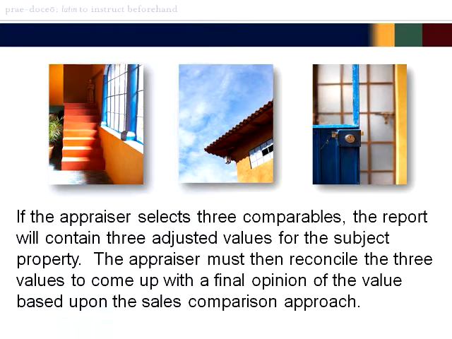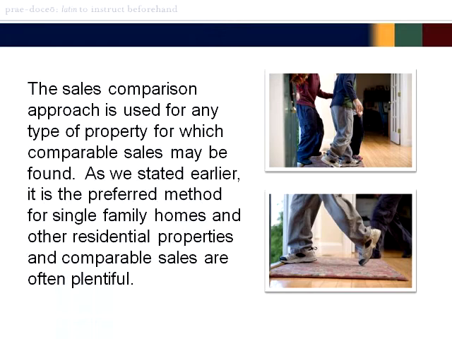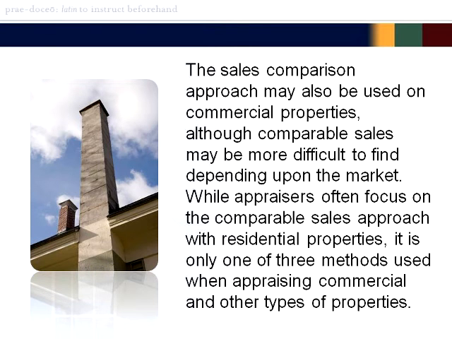If the appraiser selects 3 comparables, the report will contain 3 adjusted values for the subject property. The appraiser must then reconcile the 3 values to come up with the final opinion of value based upon the sales comparison approach. The sales comparison approach is used for any type of property for which comparable sales may be found. As we stated earlier, it is the preferred method for single-family homes and other residential properties, and comparable sales are often plentiful. The sales comparison approach may also be used on commercial properties, although comparable sales may be more difficult to find depending on the market.